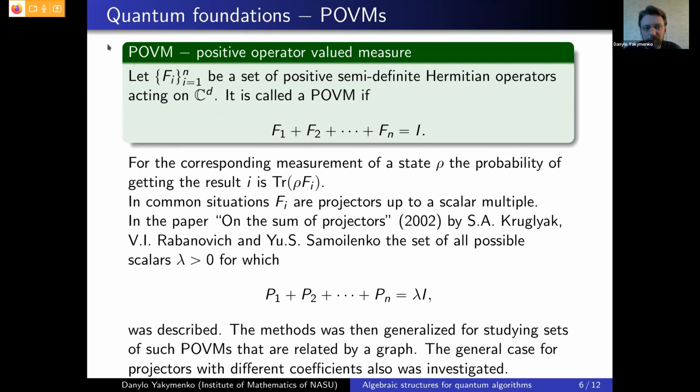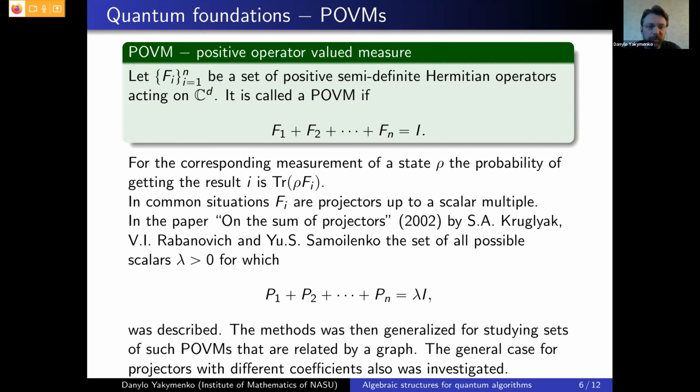Now, this is actually a foundational algebraic structure because it is the most general way to model measurement in quantum mechanics. Whenever we have some measurement, then there is always a related POVM, and whenever we have a state rho and we apply the corresponding measurement to the state, then the probability of the result i is just given by this formula.